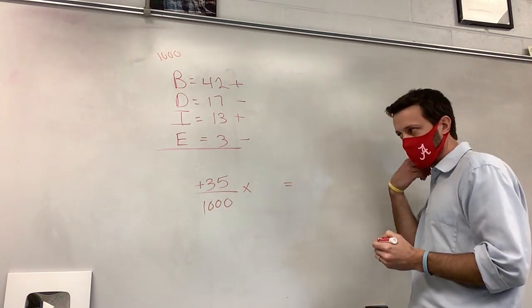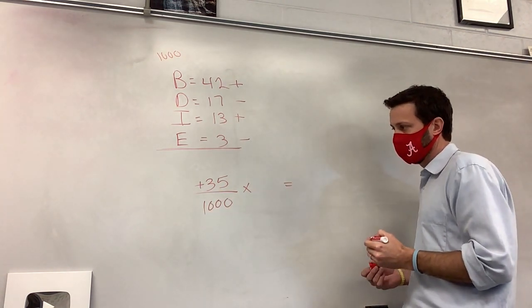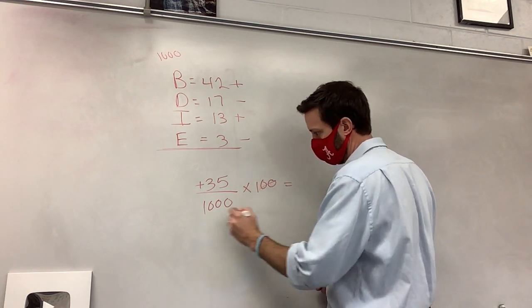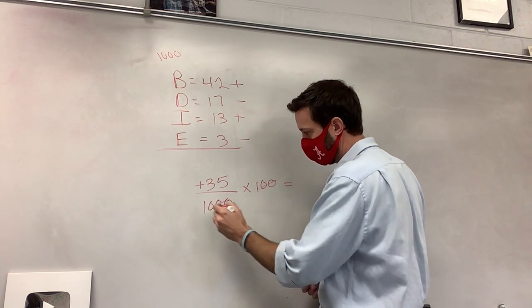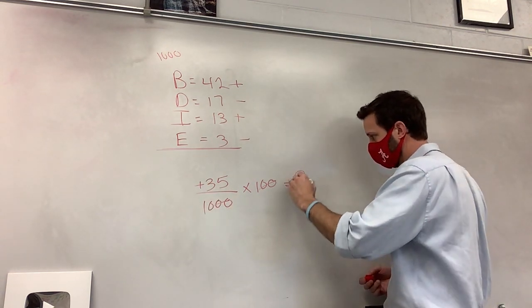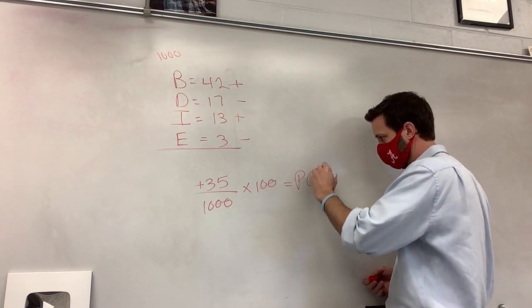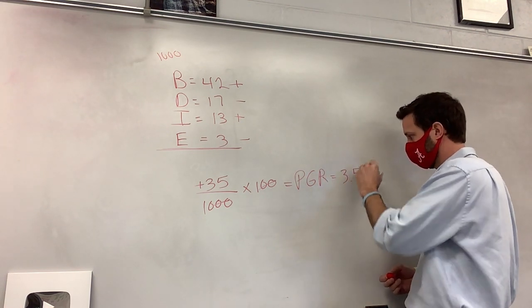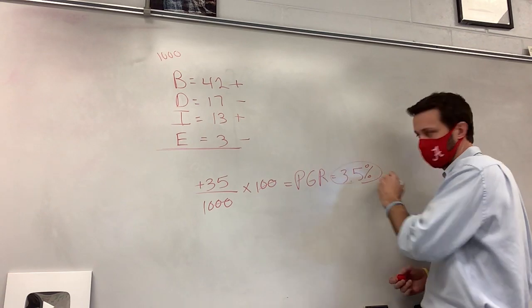And to find the percent change, what do we need to multiply that by? 100. Okay, and so you just cancel out your zeros, divide 35 by 10, and so our percent growth rate would be what? 3.5. Okay. Any questions on that one?